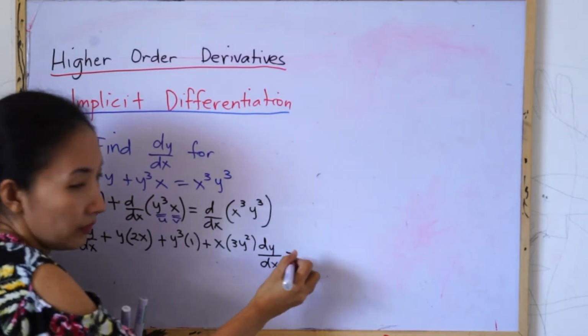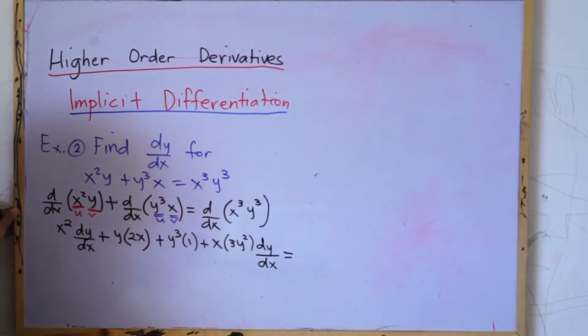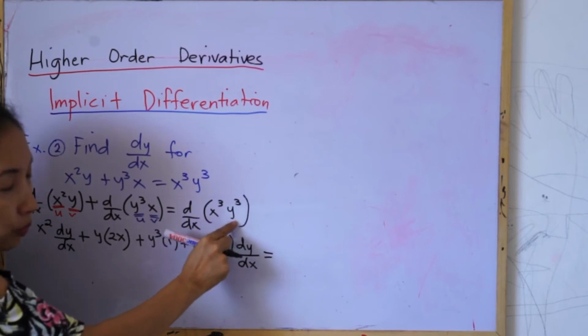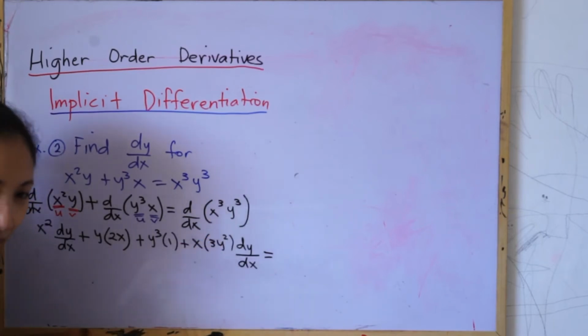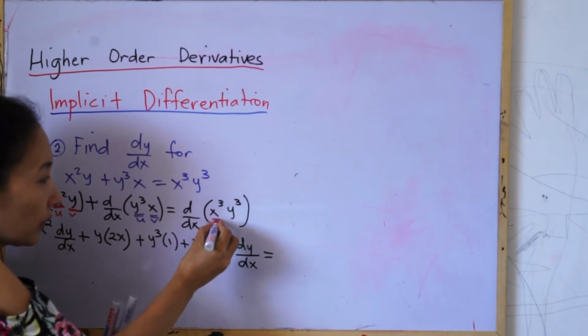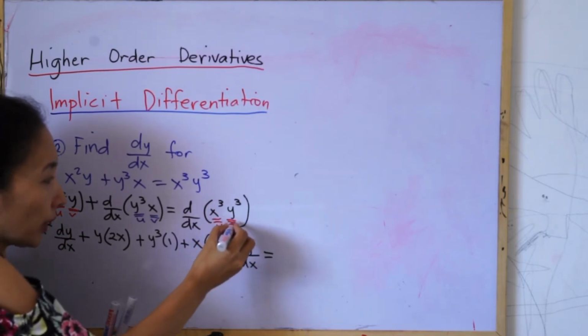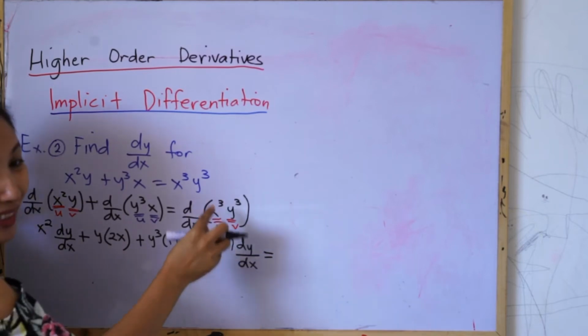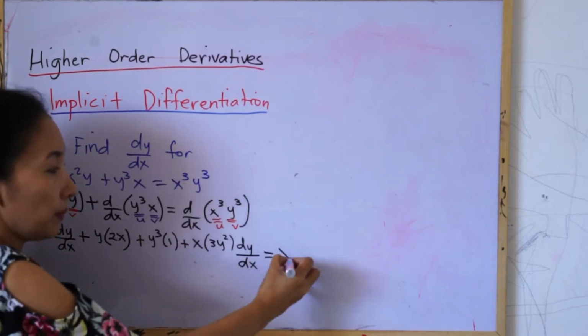Equals. Okay, equal to. How about the right side of the equation? x cubed, y cubed. What can you say about the right side? It's also a product. So it's also a product. We have to apply the product rule. Okay? u, v. So applying your product rule, u dv, x cubed.